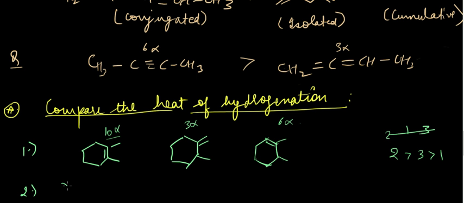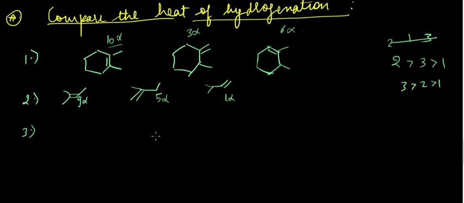We have this one, and this one. Now let's compare the heat of hydrogenation just based on the number of hyperconjugating structures, or the number of alpha hydrogens. How many alpha hydrogens are here? 9. Here 3 plus 2 is 5. Here it's only 1. So the heat of hydrogenation would be in the order of 3, 2 and 1.